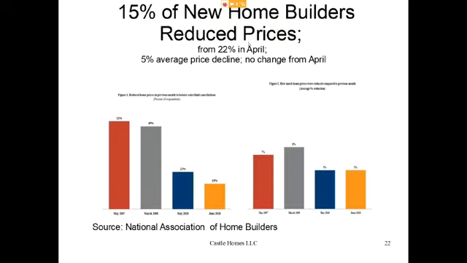And what happened is home builders reduced prices. So in May, 22% of home builders reduced prices. In June, 15% of home builders reduced prices, and each by 5%. And just by way of comparison, they throw in, the last housing downturn, you had 52 and 49% of home builders decreasing prices by 7 and 8%.